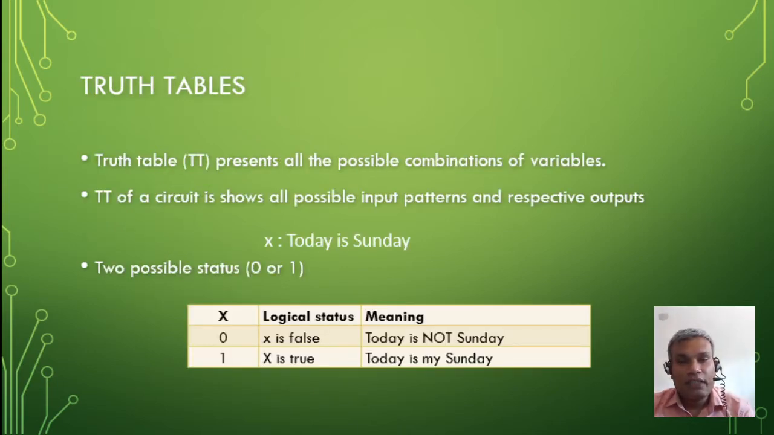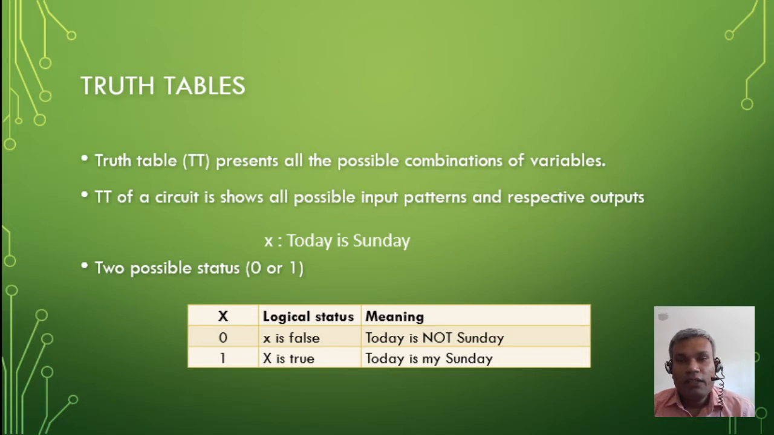Here's a very simple example of a truth table. A truth table is basically a table that shows all the possible combinations of the variables. So if it's a circuit, the inputs will be considered as the variables, and for each possible combination of inputs, you would have a respective output. The table that shows that mapping, what is the input combination and what is the respective output value, is called the truth table.